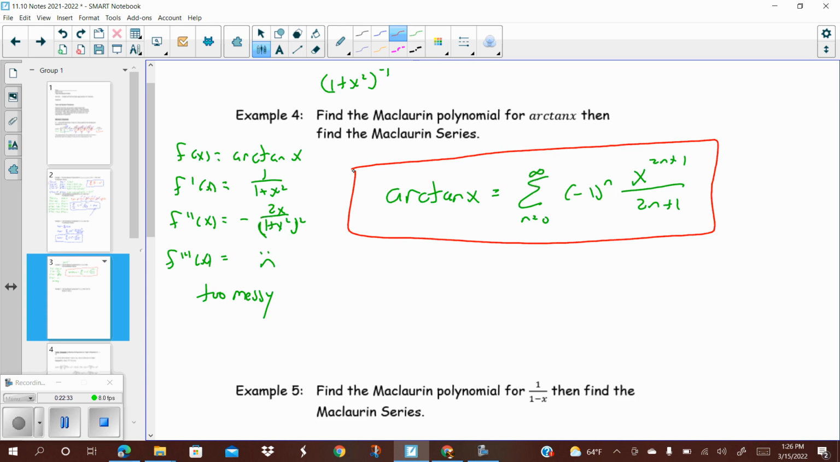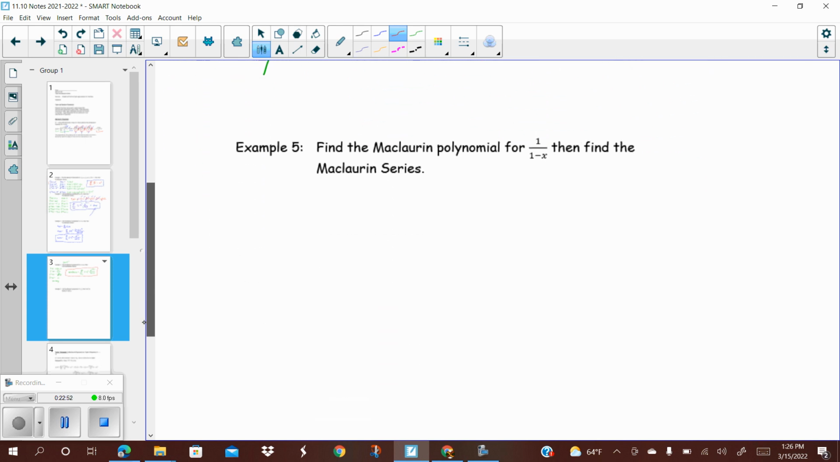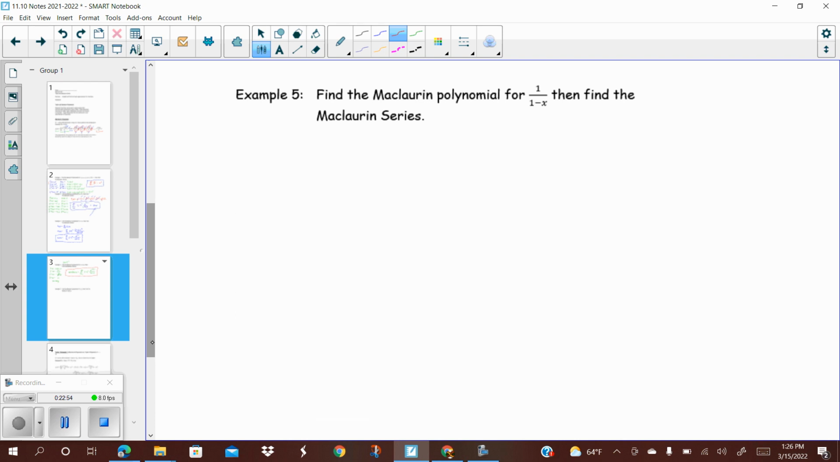So sine and cosine both have factorials, arctangent does not. But arctangent is identical to the sine of x without that factorial. So that kind of helps as far as memorization purposes, because you don't want to be developing all these things later on. You're going to want to memorize them. All right, one more, and then we'll call it quits for this video and come back with a second video.